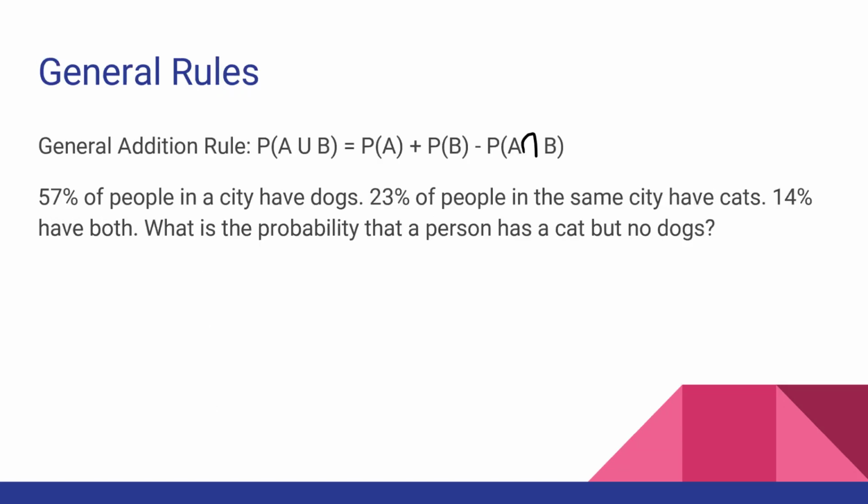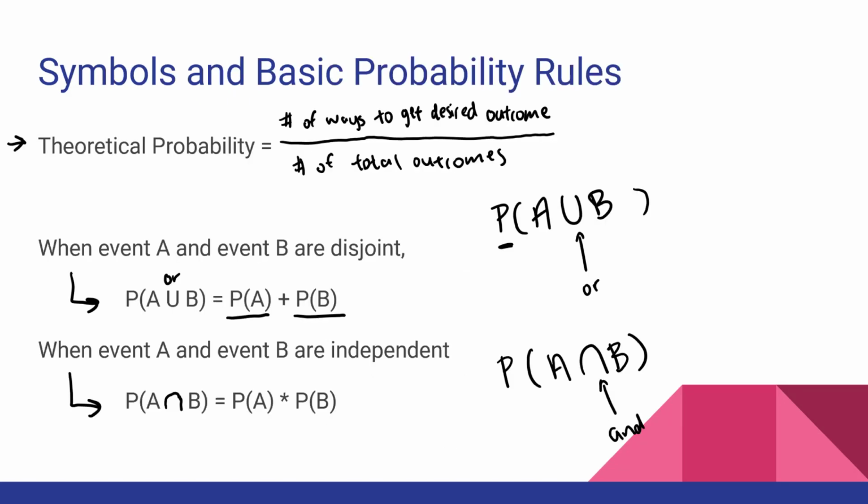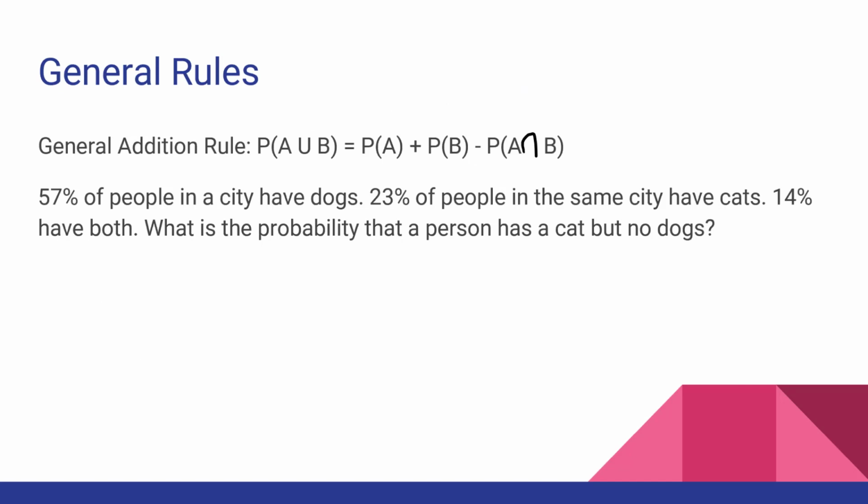Next, we have a general addition rule. So going back to the first addition rule that we learned, it was only for when events A and B are disjoint. So what about when they're not disjoint? What if A and B can occur at the same time? So that is what we have here. The probability of A or B occurring is equal to the probability of A occurring plus the probability of B occurring minus the probability of A and B occurring.